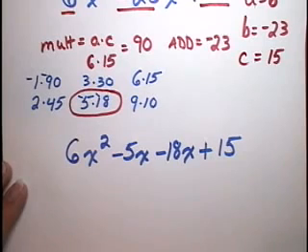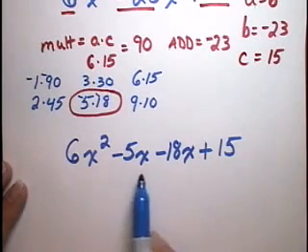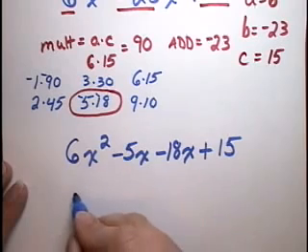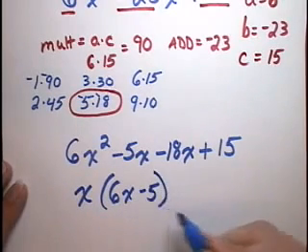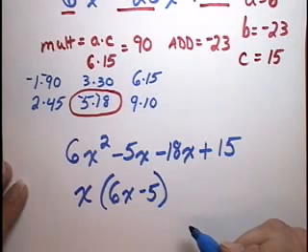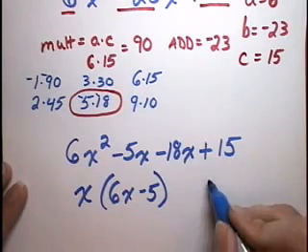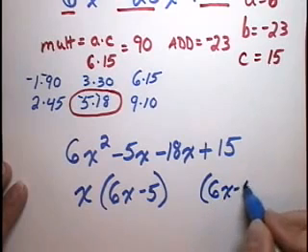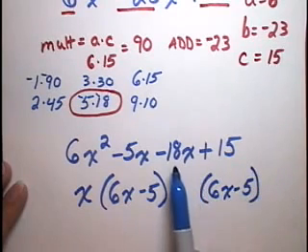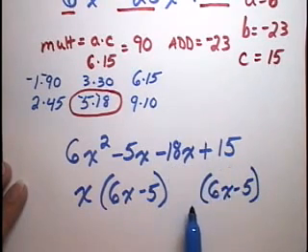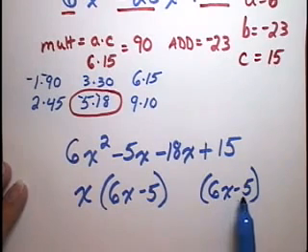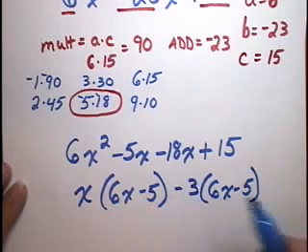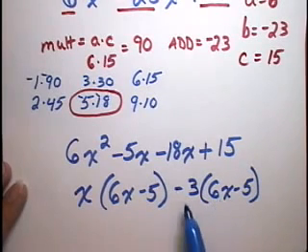So now I'm ready to factor by grouping. I'm going to look at the first two terms and take out what they have in common, which is the x, leaving me with a 6x minus 5. Now looking at my last two terms, I need to be able to get the 6x minus 5. So I know that 18 and 15 both have a 3 in common, but in order to get the positive 6 and the minus 5, I need to take out a negative 3, because that would give me a negative 18x and a plus 15 if I multiplied it out.